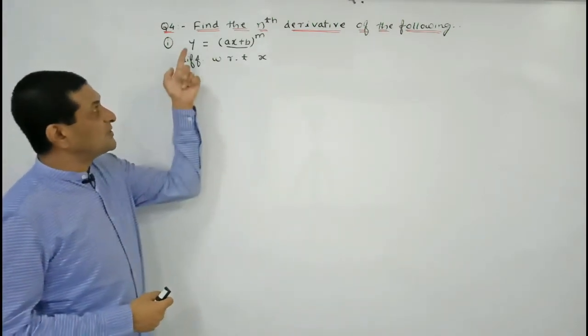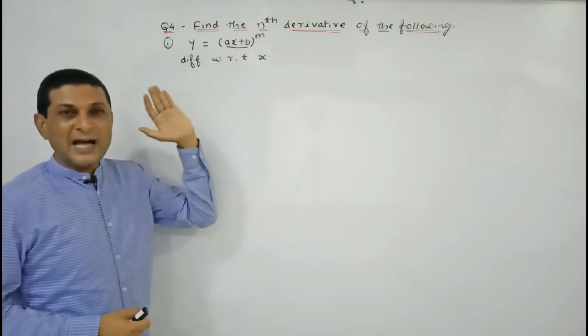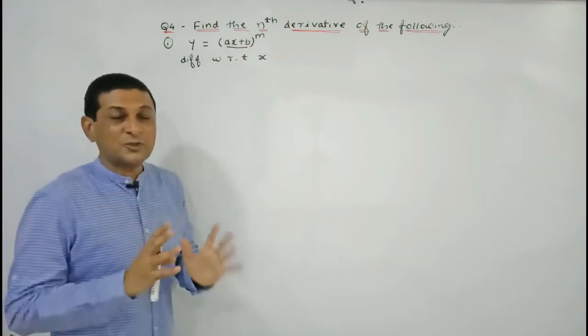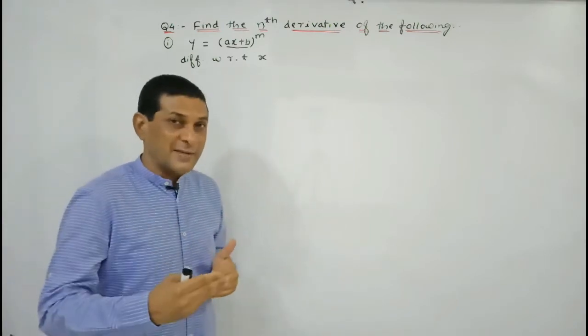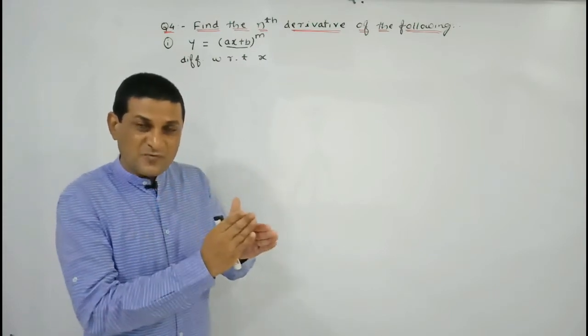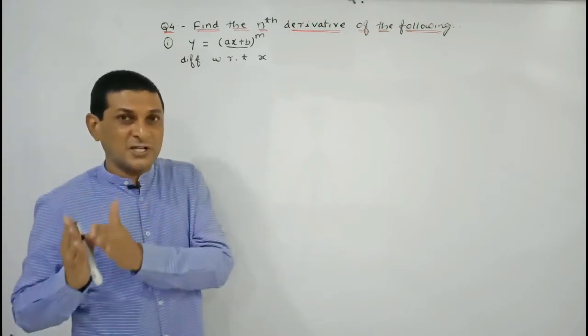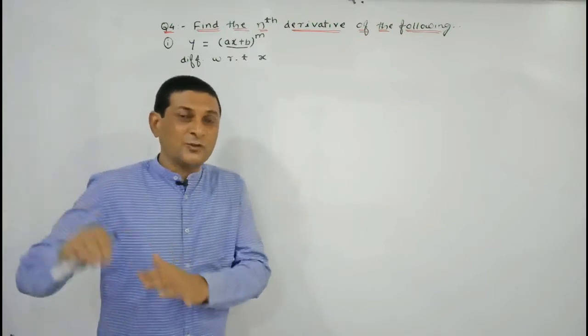In this case, the given function is y is equal to (ax plus b) raised to power m, and our aim is to find out what? The nth order derivative. Nth order derivative means we have to differentiate it n times, but it is not possible to differentiate it first, find out first order, then second order, then third, continuing this way. We are not going to find out the nth order derivative that way.